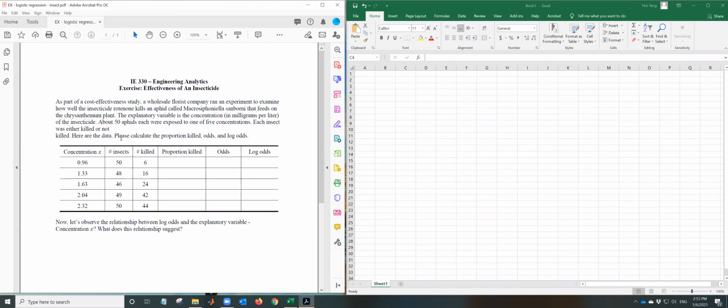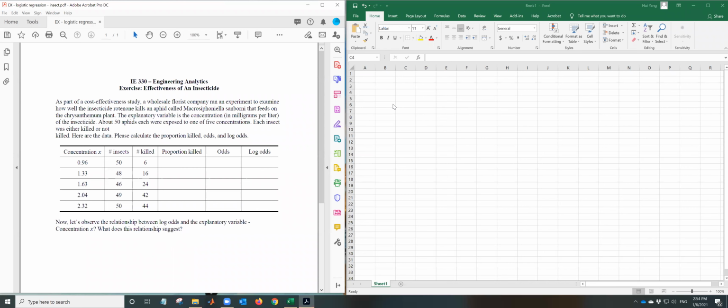Here are the data. Please calculate the proportion killed, odds, and log odds. So this is the number of insects in this experiment, and this is the number killed. So what's the proportion killed, what is the odds, what is the log odds? And after doing the calculation, observe the relationship between log odds and the explanatory variable. I mean, this column will be your explanatory variable or predictor. This will be your response variable, y. So what does the relation suggest?